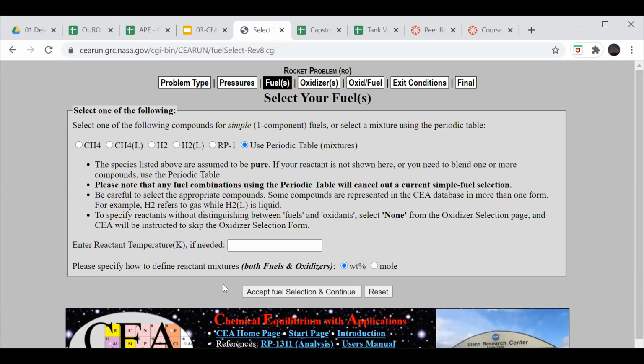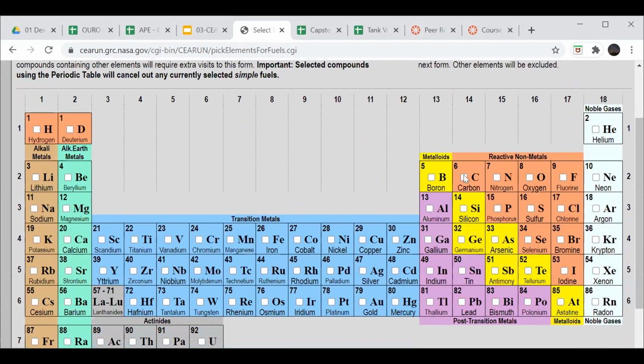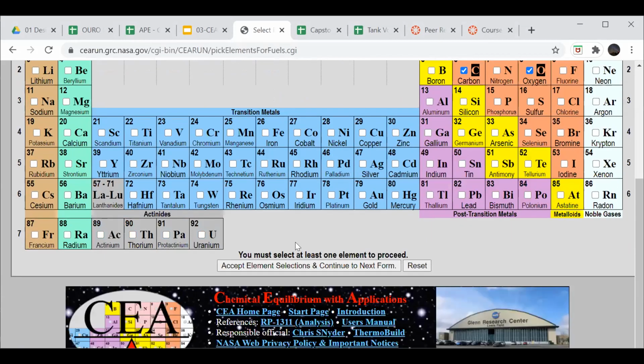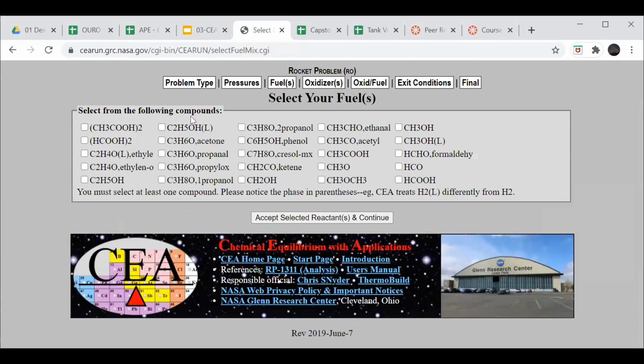So here's use periodic mixture since we're using ethanol in this example. Ethanol is an alcohol, so that's C, H, and O. So ethanol, C2H5OH is ethanol. Yeah, this fun fact is the alcohol, grain alcohol that you drink in alcoholic drinks. So we select that.